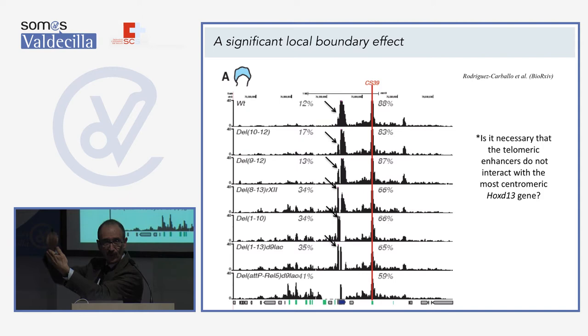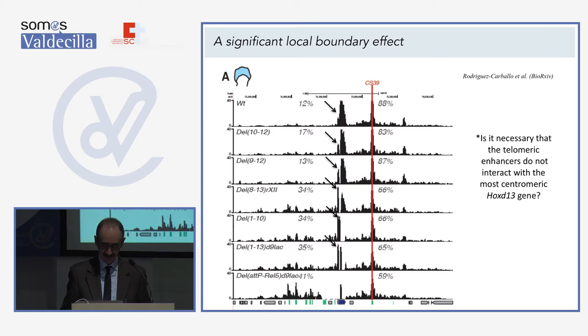Okay? Now, when you start removing pieces, immediately you see these peaks here. Peaks. This is gene number 13. So when you start removing part of the border, now you can grab number 13. Okay? So this boundary is used to prevent the last gene of the cluster from being touched by these enhancers here. Okay? Why? Why should that occur? Why bother with this?